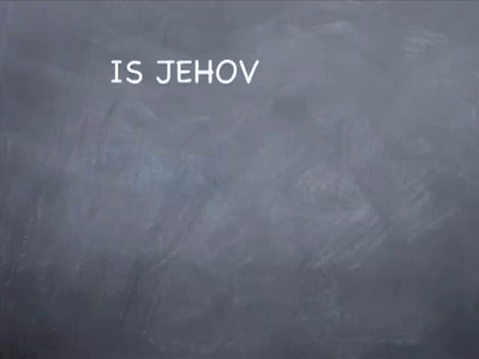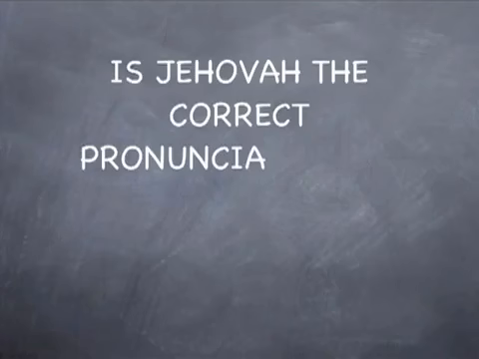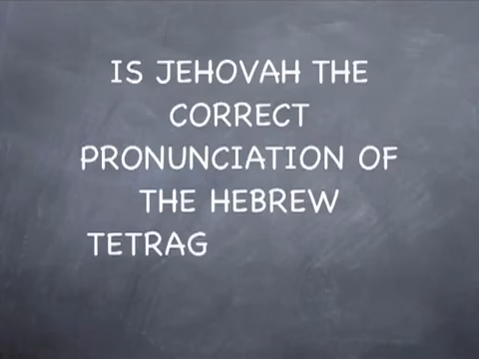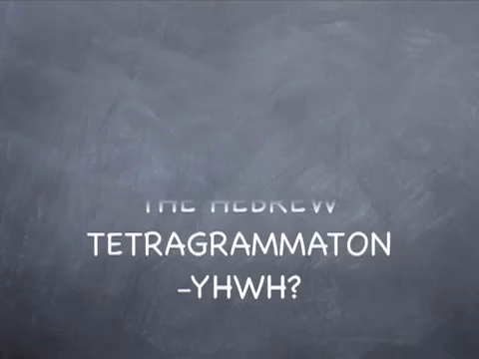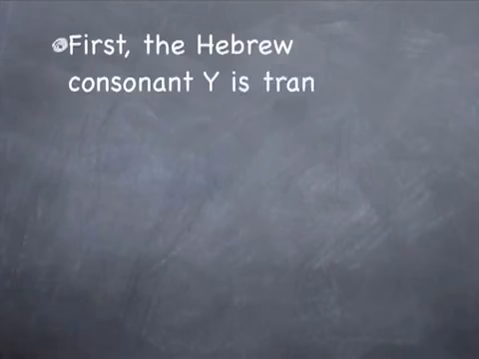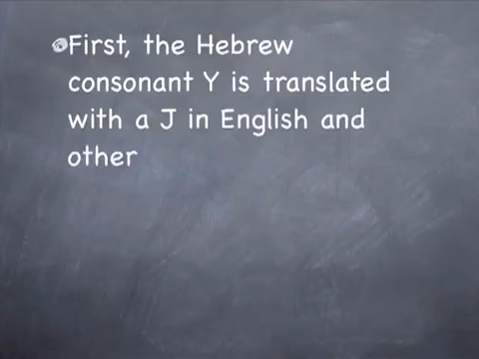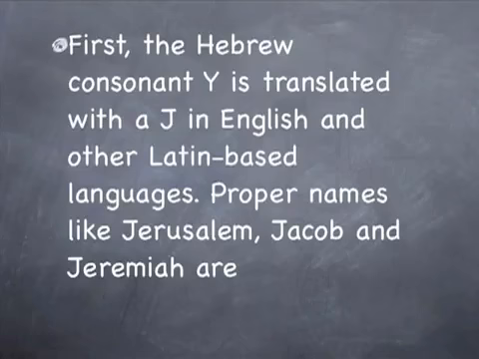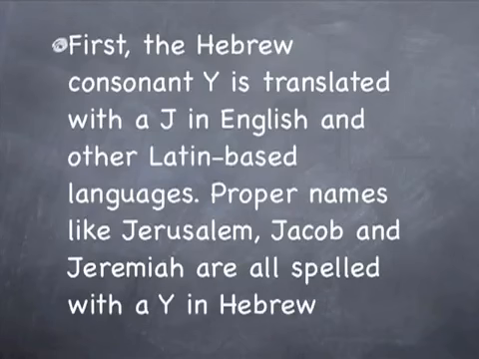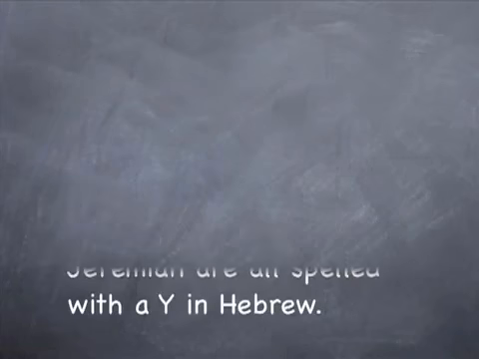Today's lesson is: is Jehovah the correct pronunciation of the Hebrew Tetragrammaton, the YHWH? Okay. Now, first off, the Hebrew consonant Y is translated with a J in English and other Latin-based languages. Proper names like Jerusalem, Jacob, Jeremiah are all spelled with a Y in Hebrew. All right, let's erase this.